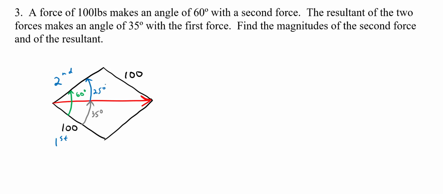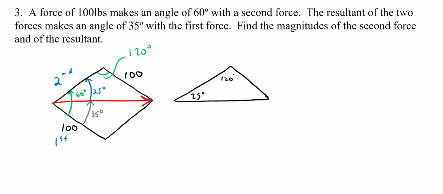Okay? And if that's 60, consecutive angles are supplementary, so that's going to be 120 degrees. All right, so let me draw that triangle now because we actually have enough information. Here's your triangle. We said this is 25 degrees. This is 120 degrees. We know this is 100. And that's all we know. Okay? But that's plenty of information.